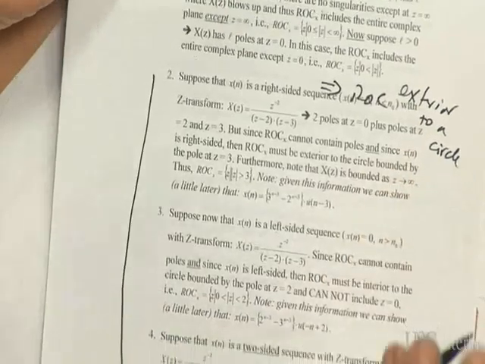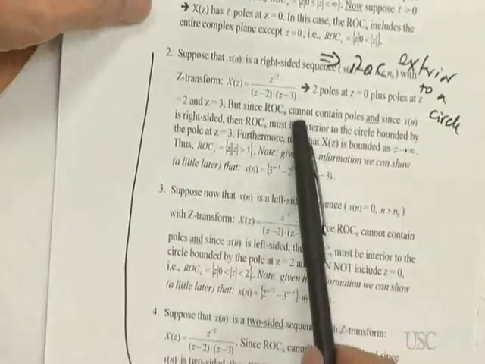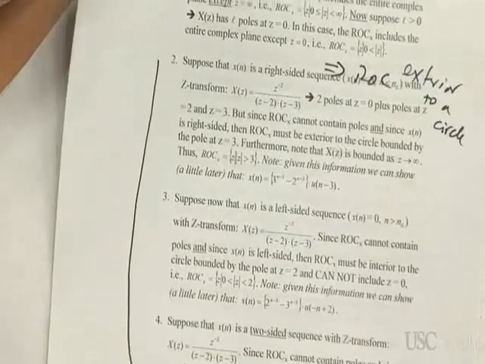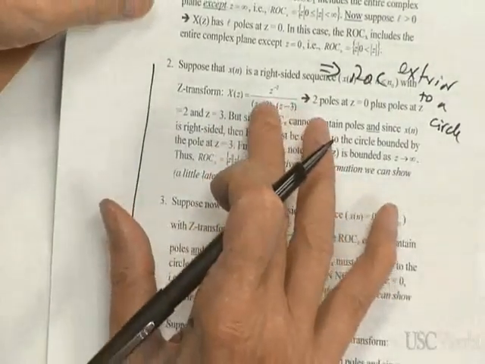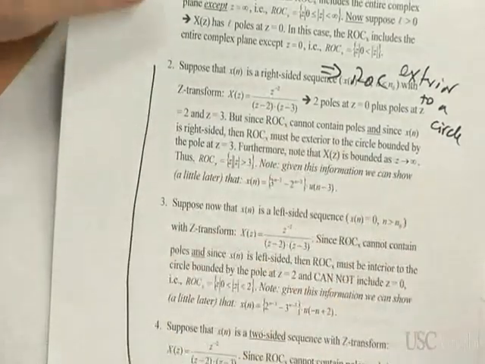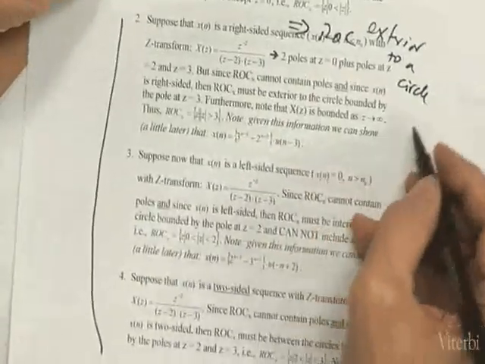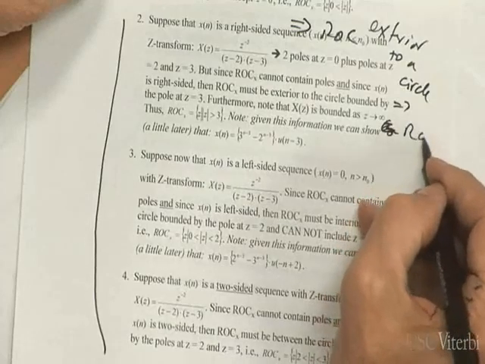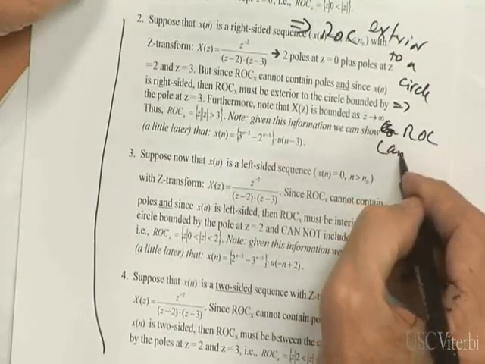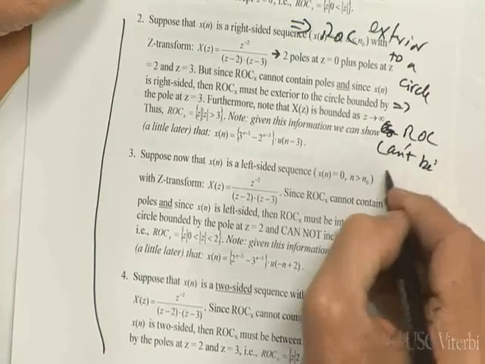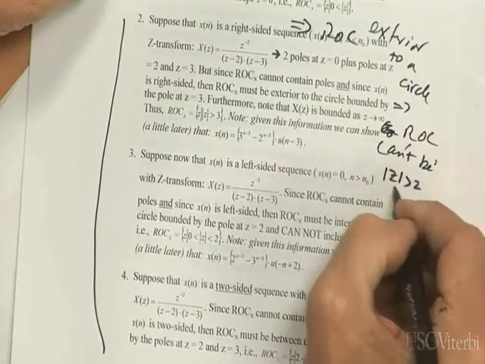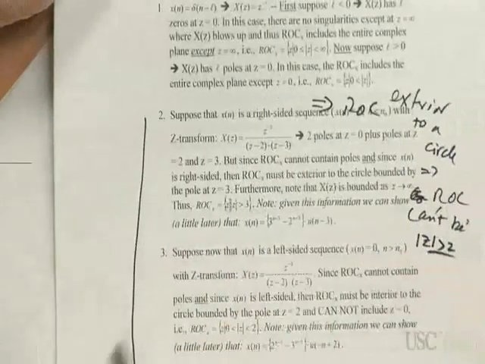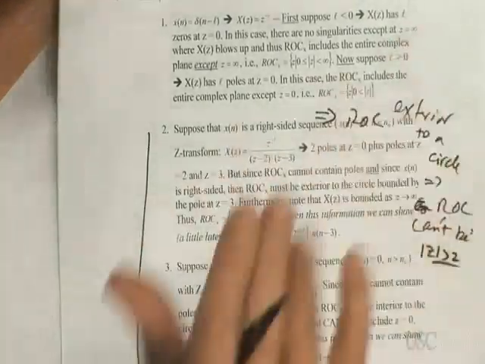What is the radius of that circle? Well, you have singularities at z equal 2 and z equal 3. Could it be exterior to the circle bounded by z equal 2? Could be, but actually it can't be. The ROC can't be magnitude of z greater than 2. See how that little side information pretty much starts to uniquely determine the region of convergence and therefore the inverse z transform.